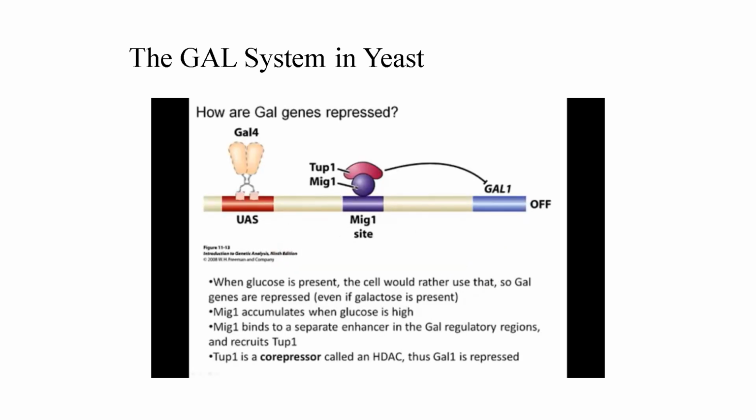All right, and so when glucose is high, MIG1 binds, and MIG1 can actually act on those nucleosomes dominantly over the effect of GAL4, right? And so you're going to turn off those GAL genes when MIG1 is present, and the nucleosomes become deacetylated.